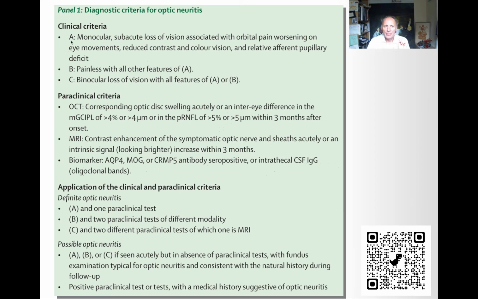Once you have your clinical scenario and your paraclinical tests, you can combine the two. For scenario A, you just need one paraclinical test. For scenario B, you need 2 paraclinical tests of complementary modalities. For scenario C, one of these 2 tests must be an MRI, and then you're there with your diagnosis.